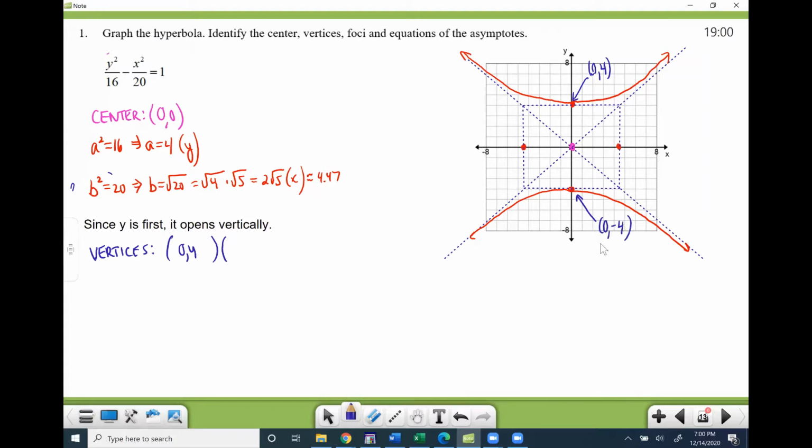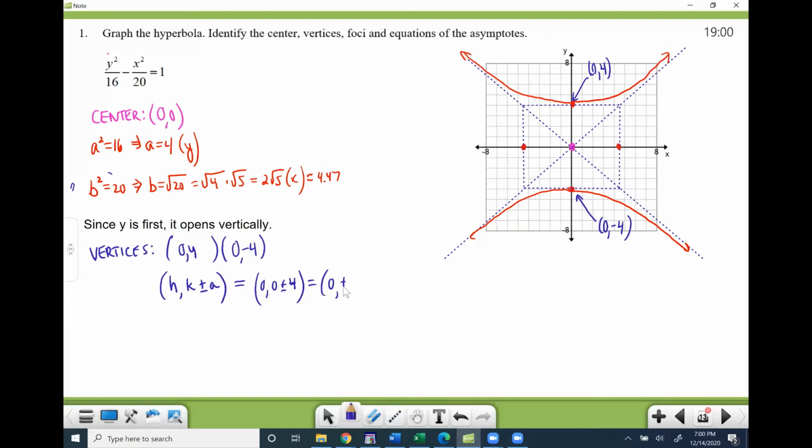If you have a graph, don't do what I'm about to do. I suggest you look at the picture. But let's say somebody just gives you the equation and you don't have graph paper, you don't trust your own drawings. Then your formula is very much like with an ellipse. Since it opens up in the y direction, you're going to add and subtract the a to the y value. So we're going to take our center, which was 0, 0, and add and subtract a, which is 4, to the y value.